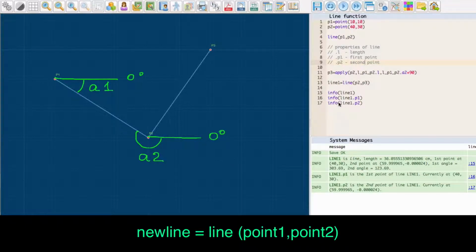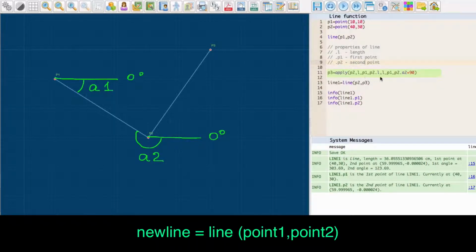Once you have drafted a line, you can refer to its properties. For example, property .L stands for the length of the line. Property .P1 stands for the first point, and property .P2 stands for the second point.